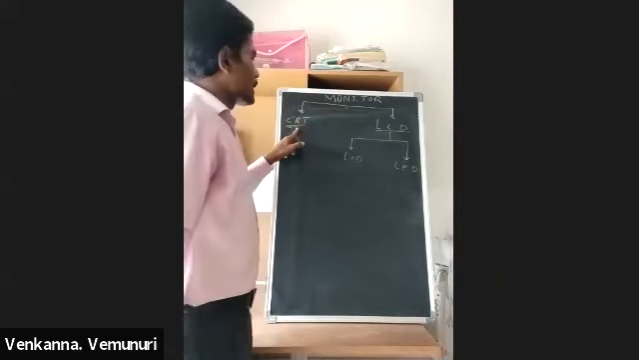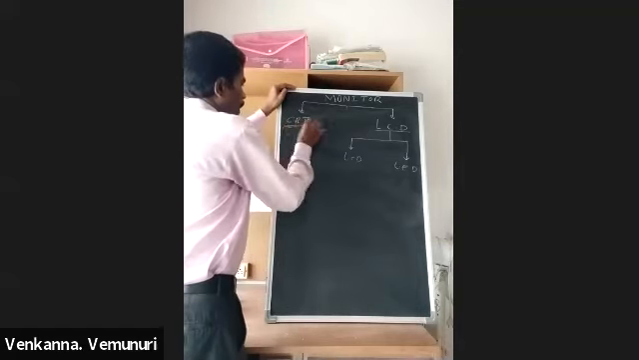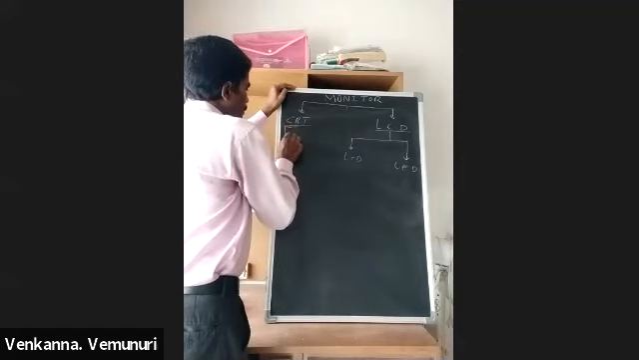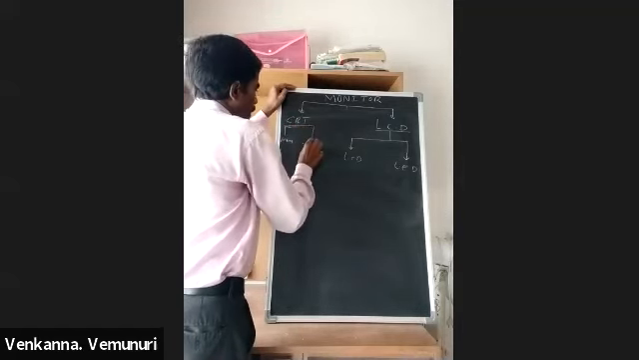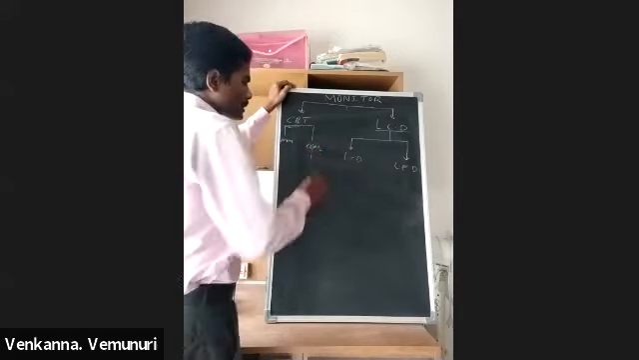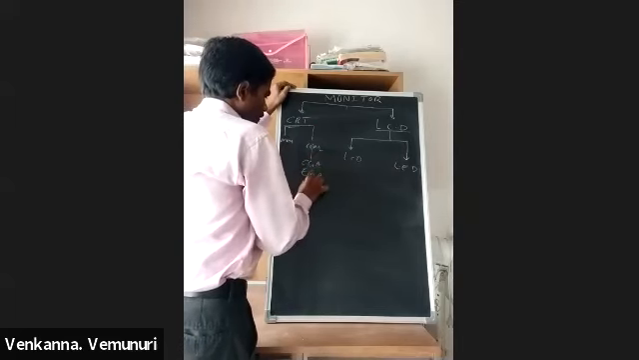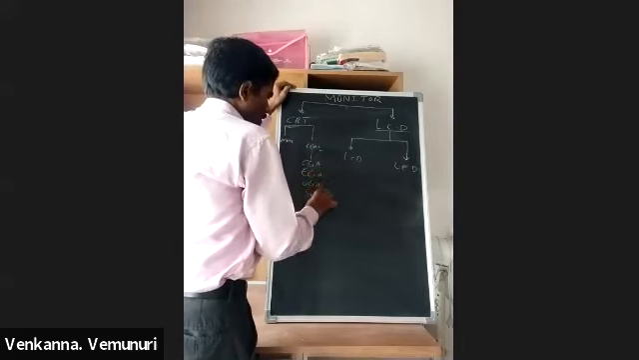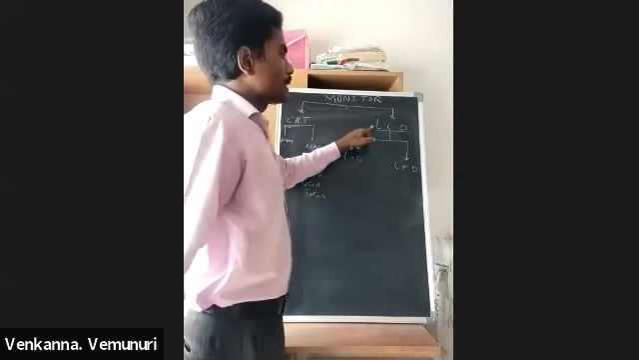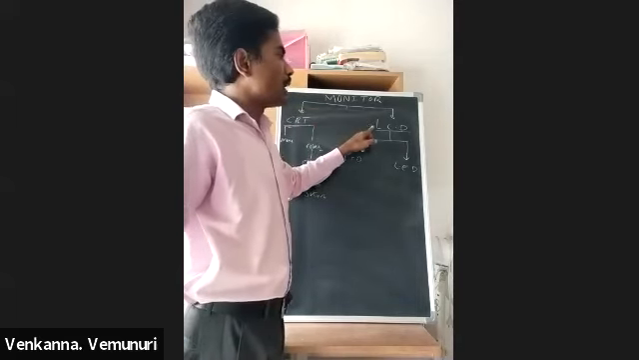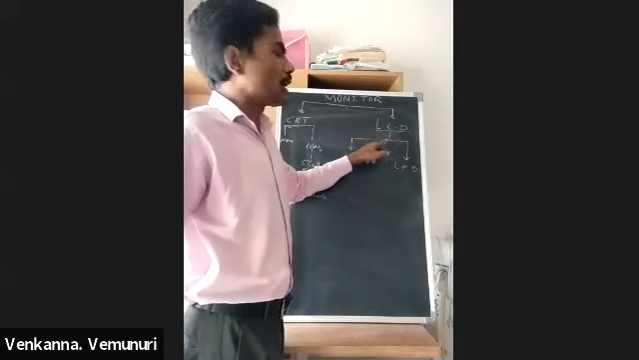CRT monitor also has 2 types. First one is monochrome and another one is color. And how many types of color monitors? CGA, EGA, VGA and SVGA. Now LCD monitor. LCD monitor means liquid crystal display monitor.